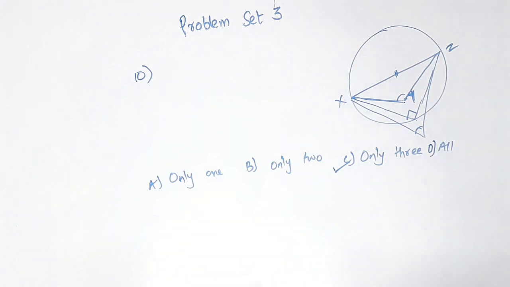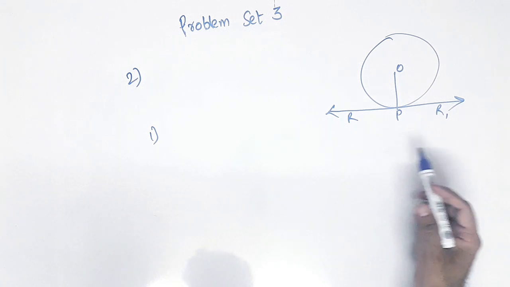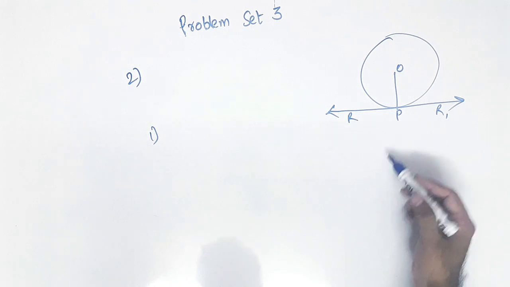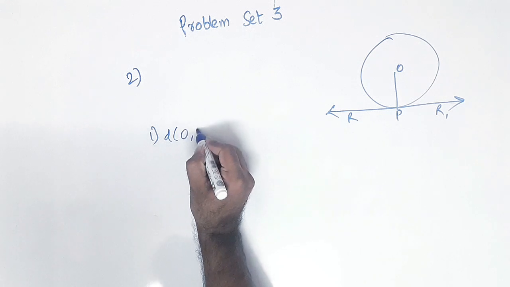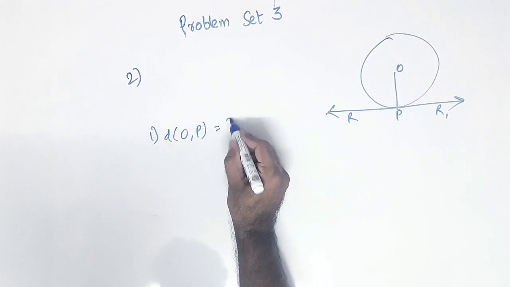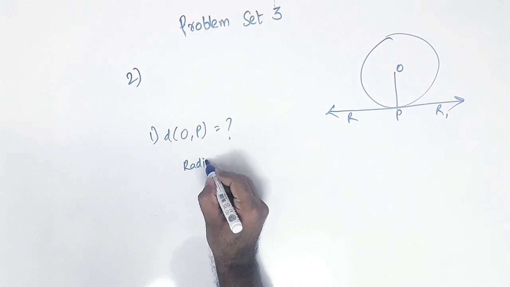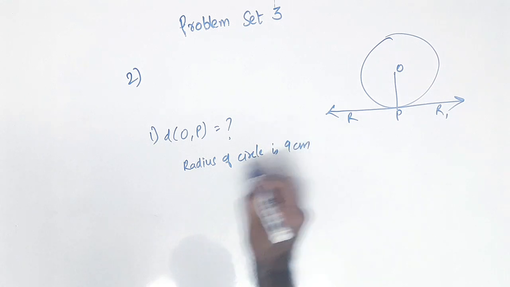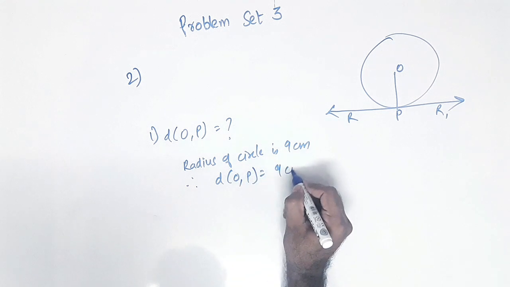Let us come on to question number 2. Question number 2 has 3 sub questions under it. The given information you can read: the radius of the circle is 9 centimeter. So the first question is very easy. They have asked what is distance OP. Distance OP is, you can see, the radius of the circle is 9 centimeter. Therefore distance OP is equal to 9 centimeter.